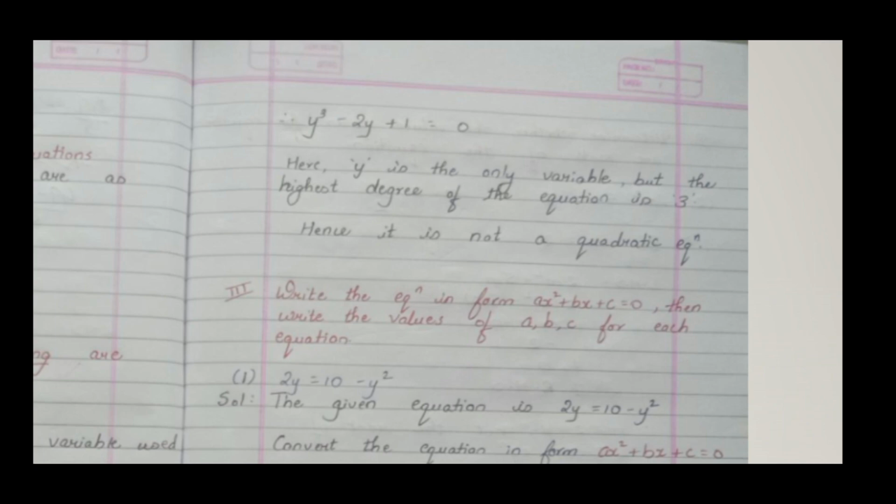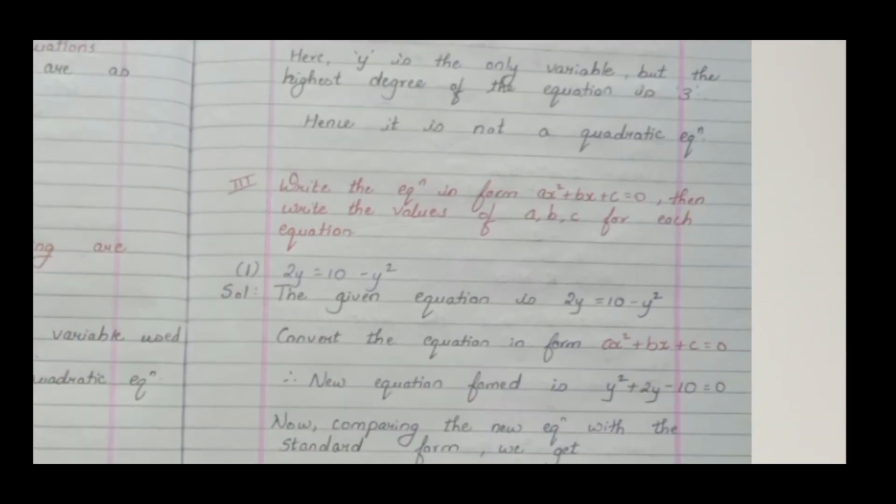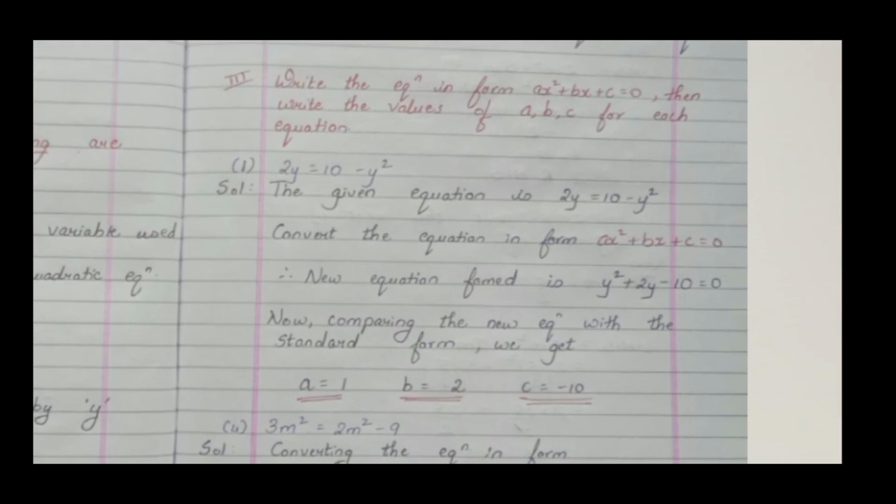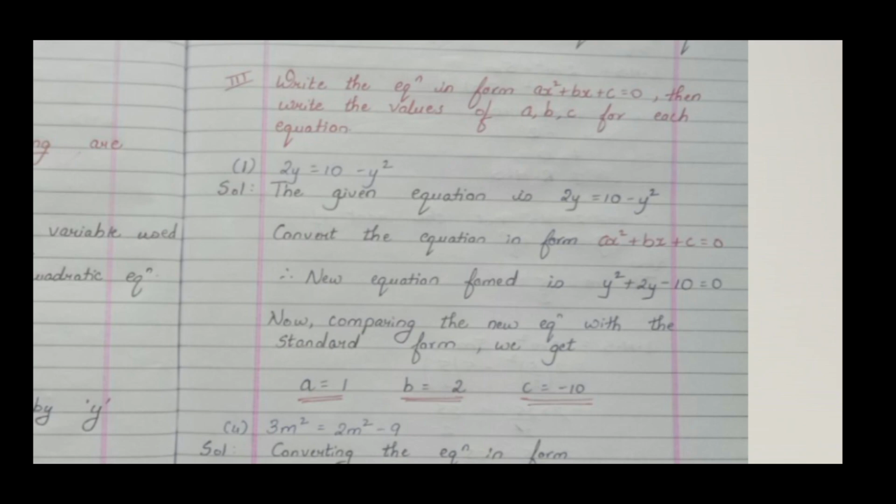Now let us see the next question in the practice set 2.1. Write the equation in the form ax square plus bx plus c is equal to 0. Then write the values of a, b and c for the equation. Now the first subquestion in this question is 2y is equal to 10 minus y square. The given equation is 2y is equal to 10 minus y square.